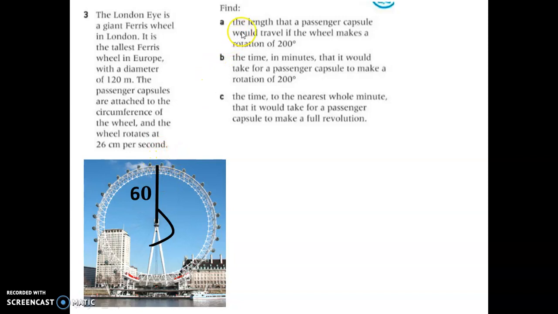All right, part A: the length the passenger capsule would travel if the wheel makes a rotation of 200 degrees. So I've already kind of marked that angle. There's an angle of 200. If you had a line straight down the diameter, that would be 180, right? We're a little bit more than 180, so we're 200 right here. It's a big angle, and we want to know the length the capsule travels. So if one capsule starts here and follows this arc here, how far has it gone?